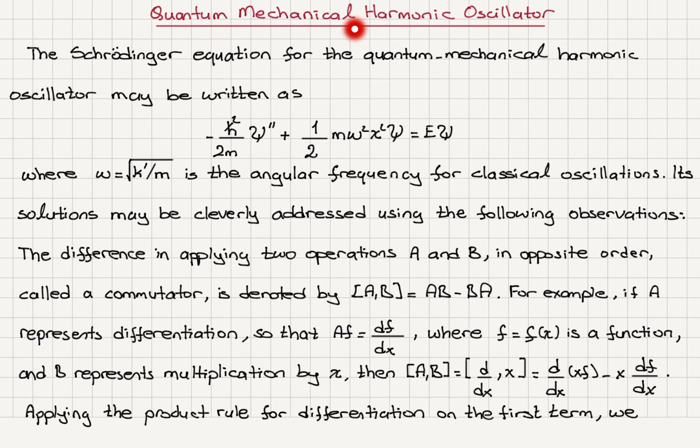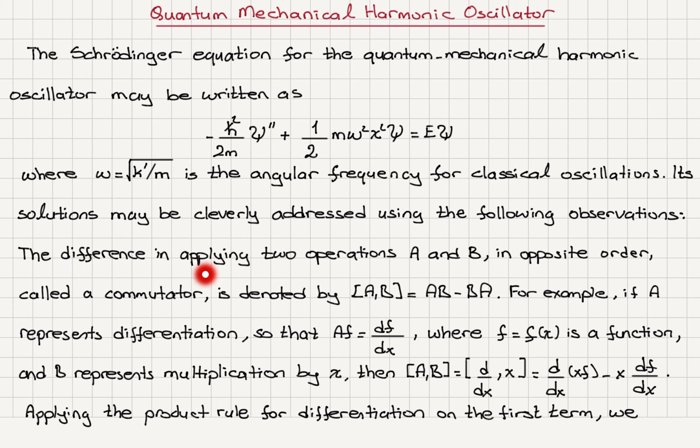Quantum mechanical harmonic oscillator. The Schrödinger equation for the quantum mechanical harmonic oscillator may be written as minus h bar squared over 2m psi double prime plus 1 over 2 m omega squared x squared psi is energy times psi, where omega is the square root of k prime over m, the angular frequency for classical oscillations. Its solutions may be cleverly addressed using the following observations.